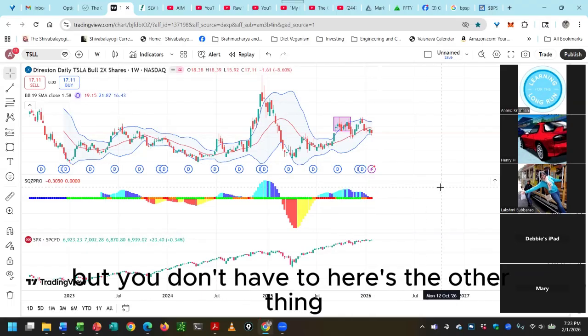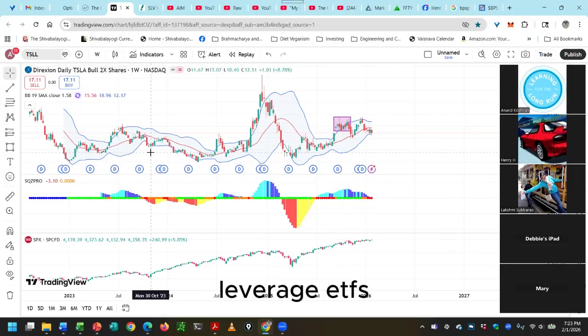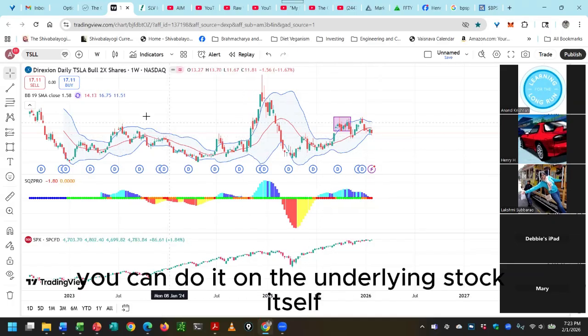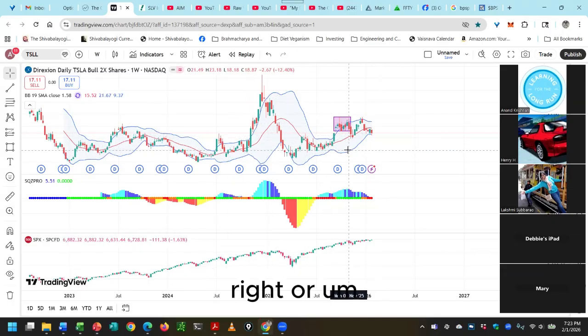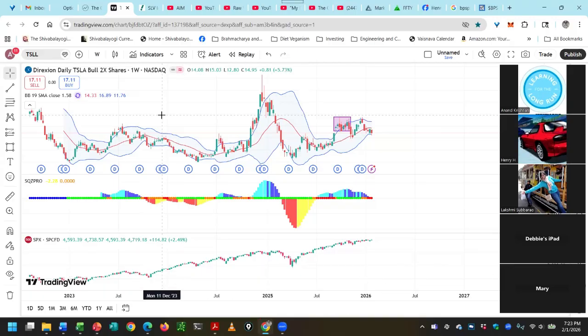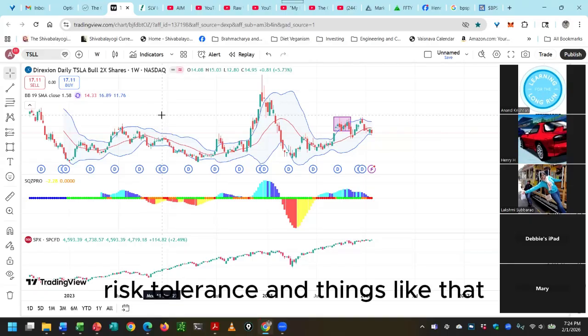To buy, but you don't have to. Here's the other thing: you don't have to do this on the leverage ETFs. Depending on your comfort level, you can do it on the underlying stock itself, or on the leverage ETFs, or on the leaps if you have enough money for that. It depends on your risk tolerance and things like that.